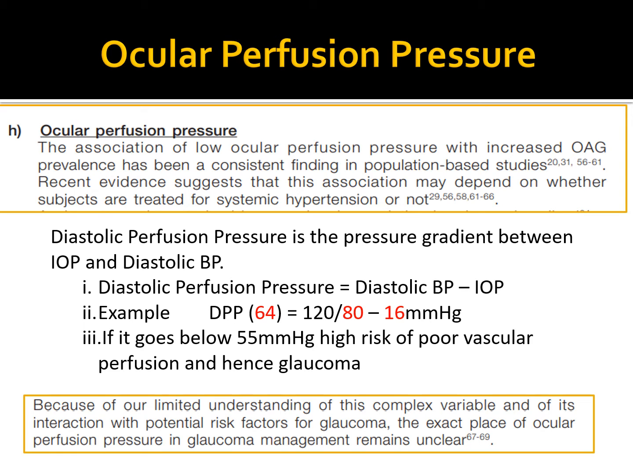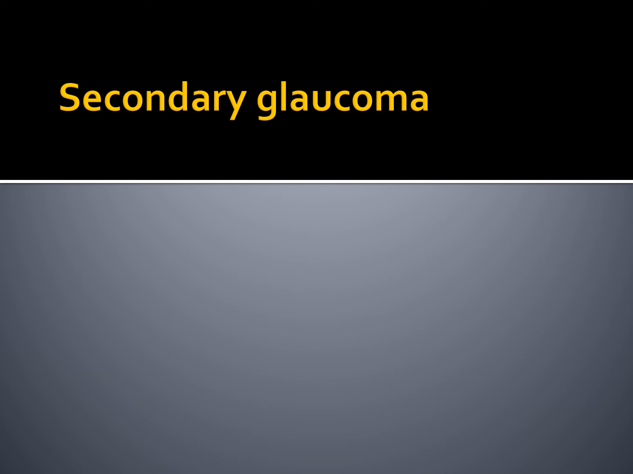However, the European Glaucoma Society go on to say, because of our limited understanding of this complex variable and of its interaction with potential risk factors for glaucoma, the exact place of ocular perfusion pressure in glaucoma management remains unclear. So they don't really know what to do with it. But again, it just shows that in the future this could become important. It could indeed change the way we treat patients. It could certainly change the way we classify certain glaucomas. But at the moment, it is more of an academic exercise than anything else. So we'll move on to secondary glaucomas.